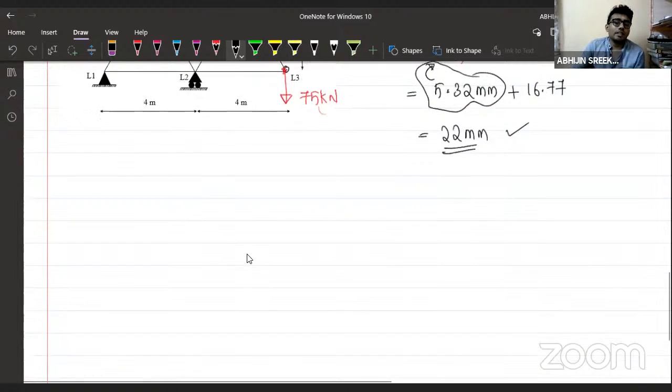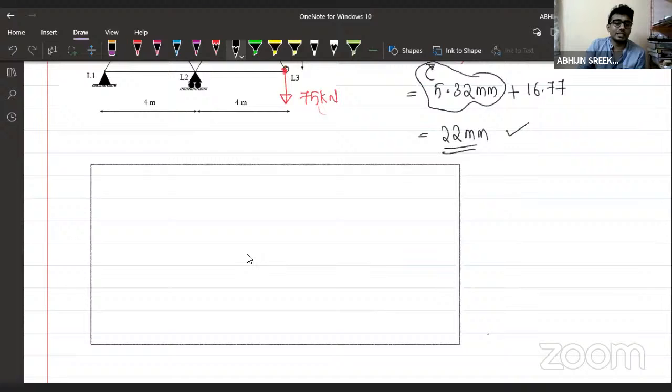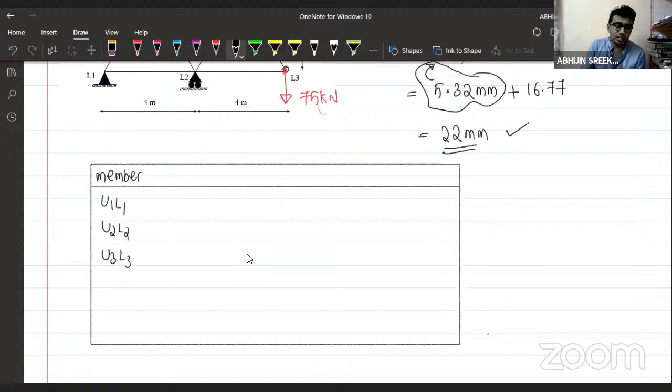See, I will tell you one more thing here. In order to find this pkl by AE value, it's always better to consider a table like this, where you will be considering various members like U1, L1, U2, L2, U3, L3, and write the length of the member here, and write the force in various members, P, U1, L1, something like this. Find the k value and put it here. The length will also be given. Write the axial rigidity, and calculate the pkl value, and calculate the pkl by AE value.